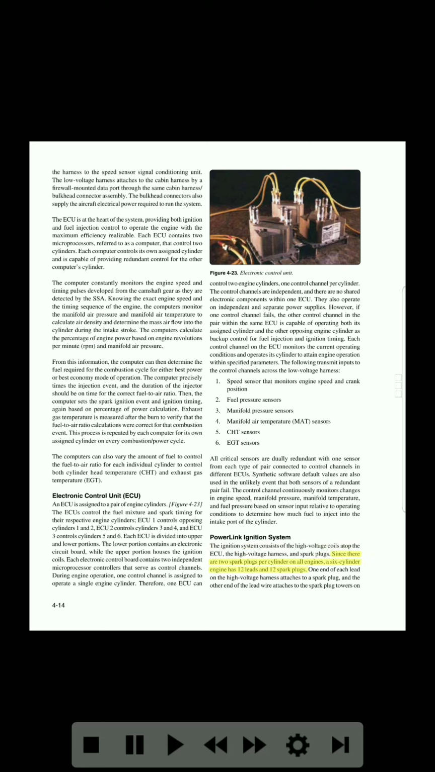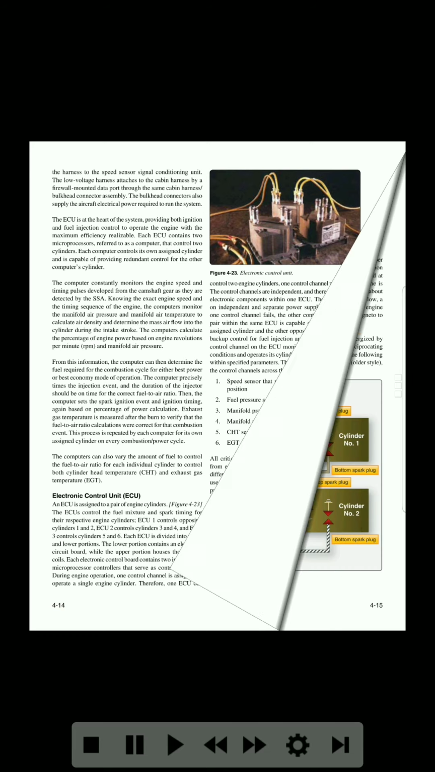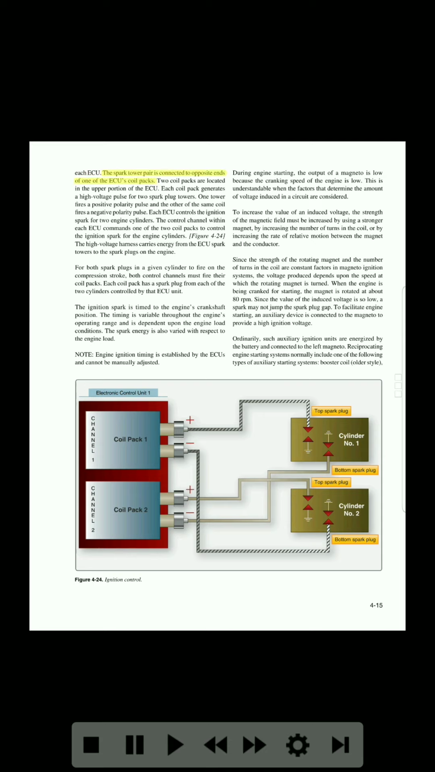Since there are 2 spark plugs per cylinder on all engines, a 6-cylinder engine has 12 leads and 12 spark plugs. One end of each lead on the high-voltage harness attaches to a spark plug, and the other end of the lead wire attaches to the spark plug towers on each ECU. The spark tower pair is connected to opposite ends of one of the ECU's coil packs.